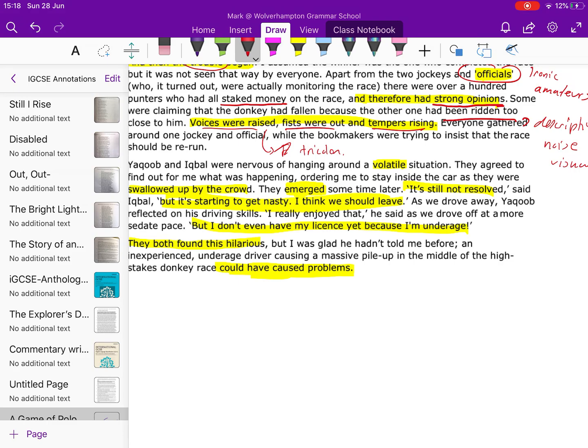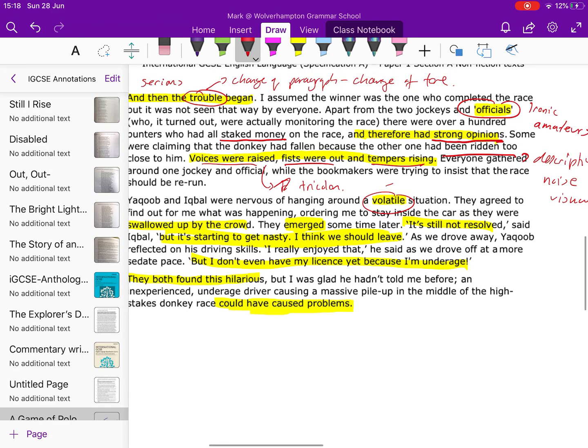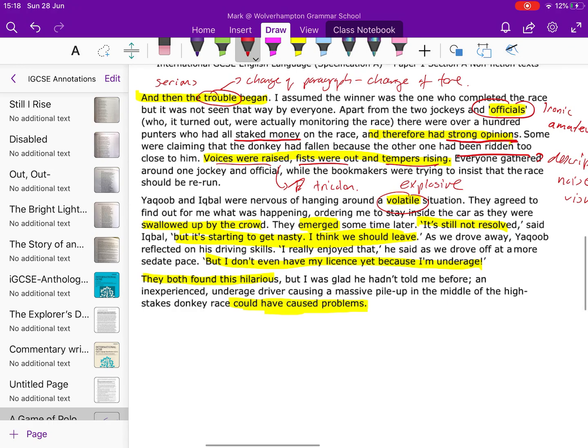And voices were raised. I can infer from that, if voices were raised, people are angry and they're trying to make their point very strongly. Volatile here reinforces the word trouble, but volatile suggests that the moment is very explosive and it could erupt into violence at any moment.